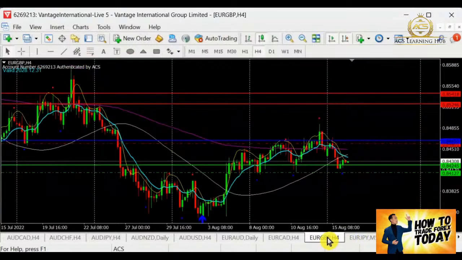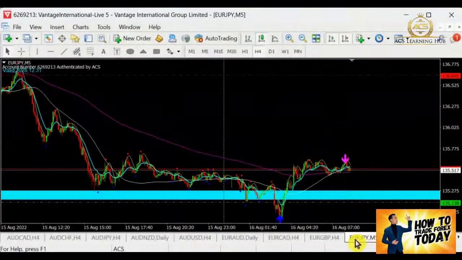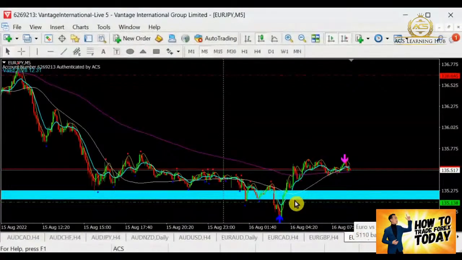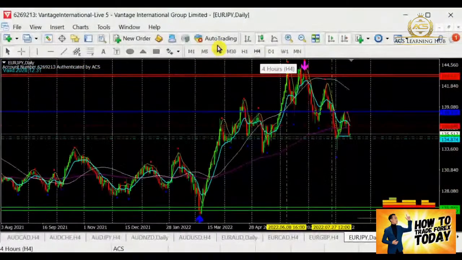And how about Euro Pound? Euro Pound, I'm going to skip this, because of the situation between the Ukraine war and the Russia war. So I'm going to skip this for now. Okay, so how about Euro Yen? Euro Yen over here. Euro Yen, we will be going on the selling, right?